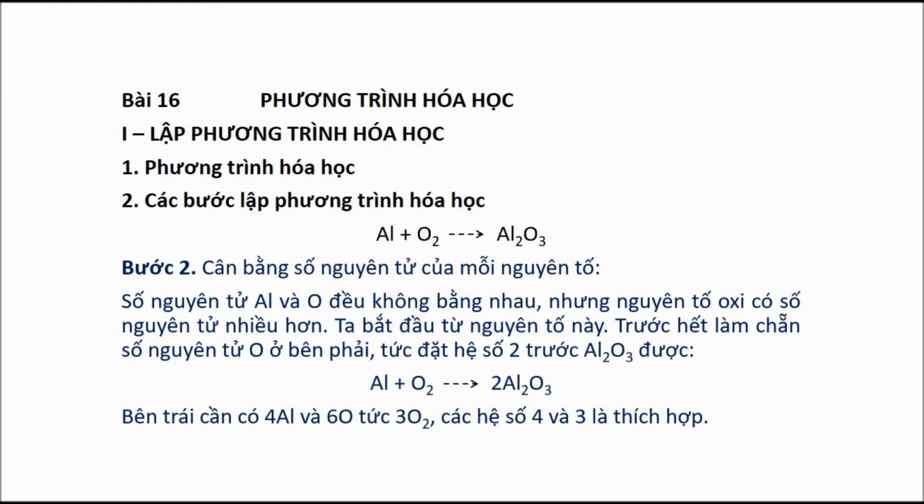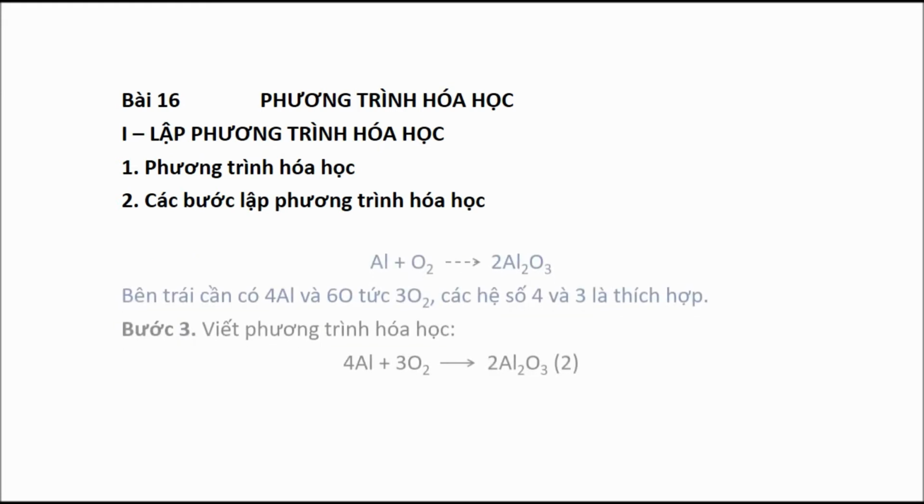We start with this element. First, make the number of O atoms on the right side even, that is, place a coefficient of 2 in front of Al2O3, and we have Al plus O2 arrow Al2O3. There must be 4 Al and 6 O, that is 3 O2 on the left. Coefficients of 4 and 3 are reasonable.